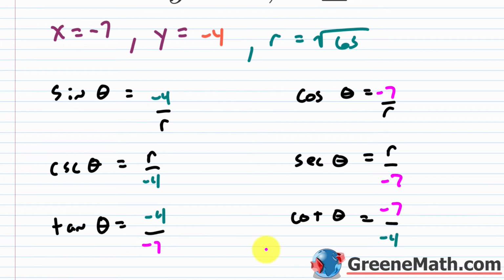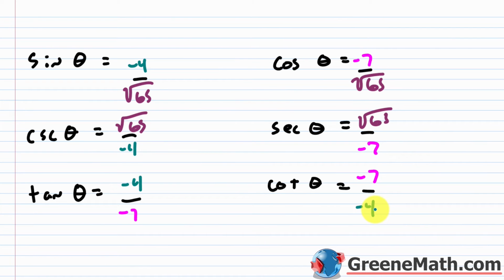And then now we need to plug in for r. So r is the square root of 65. So square root of 65, and then square root of 65, and then square root of 65, and then square root of 65. And that's it. Let me grab these.